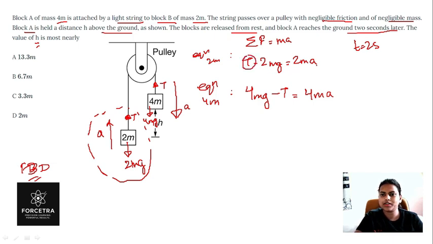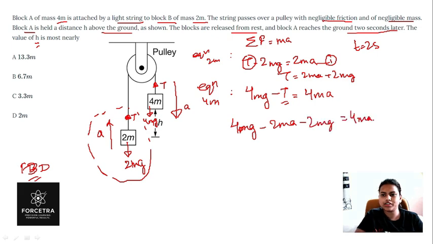From equation 1, T is equal to 2ma plus 2mg. Replacing the T value here, 4mg minus 2ma minus 2mg. So what acceleration did we get? We got 2mg equals 6ma. The m cancels, and the acceleration value would be g upon 3.